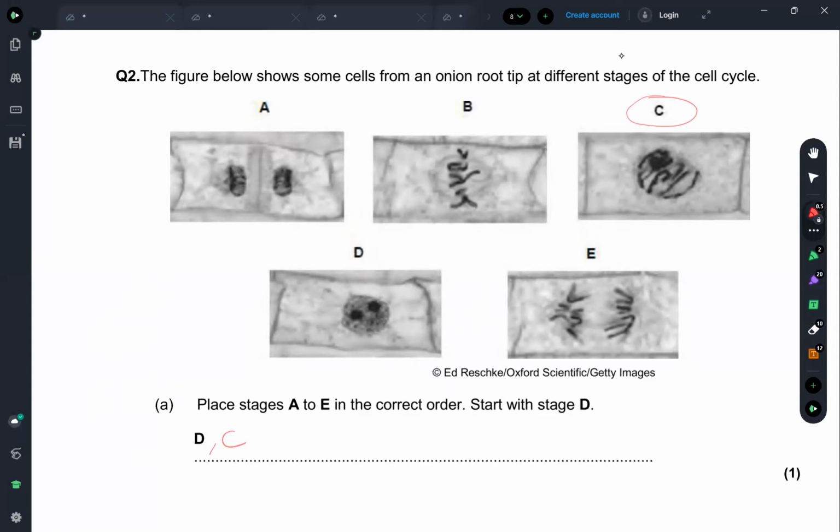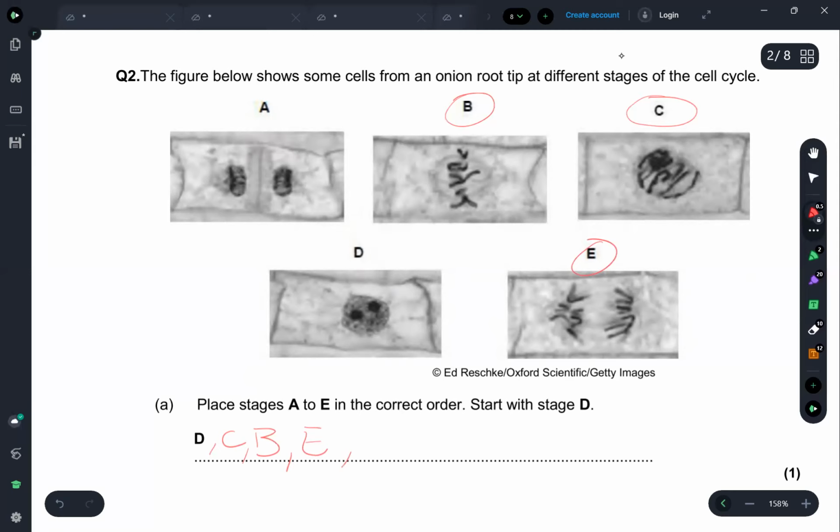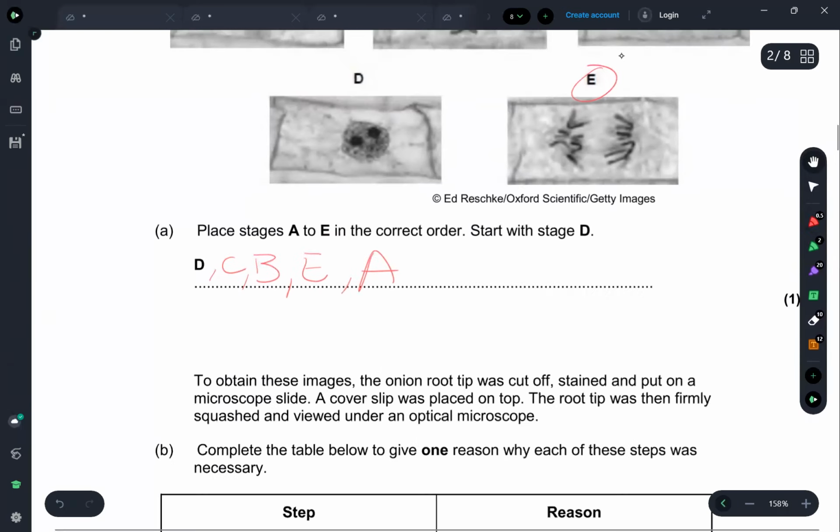Once the chromosomes are condensed, they're going to line up along the middle of the cell. So we've got prophase, metaphase, anaphase. So we've got metaphase next, lining up along the middle. M for middle, metaphase. So B. Then anaphase, they're going to be pulling apart to opposite ends. So E. And then finally, you can see we've got 2 nuclei forming in 2 cells. A. That will get you 1 mark.